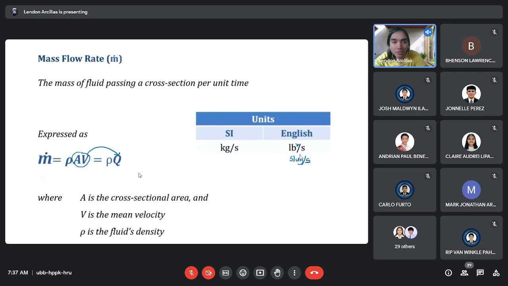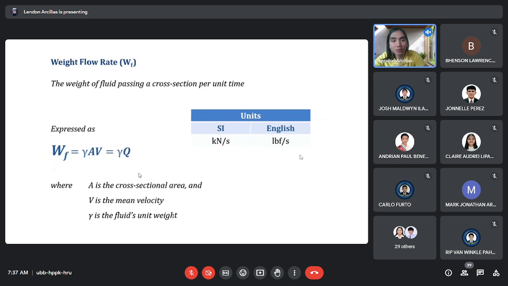The last type of flow rate is what we call the weight flow rate. So, that is the weight of fluid passing through a cross-sectional area per unit time. So, basically, kung ang kanina mass, ngayon weight. So, as you can see, weight is influenced by gravitational pull. So, we can say that the weight flow rate is equal to the specific weight, or the density times the gravitational pull, times the area times the velocity. So since again, yung area times velocity is equal to the volume flow rate or the Q, therefore we can say that weight flow rate is equal to the specific weight times the discharge or the volume flow rate. So possible unit is kilonewton per second or newton per second, and in English that is pound foot per second.